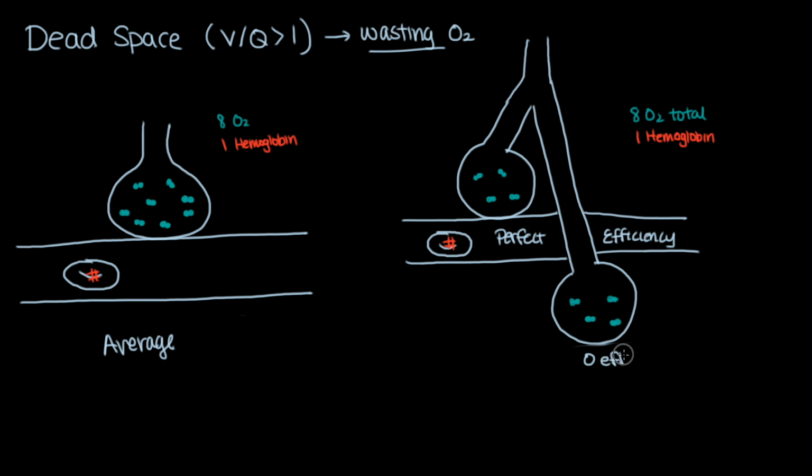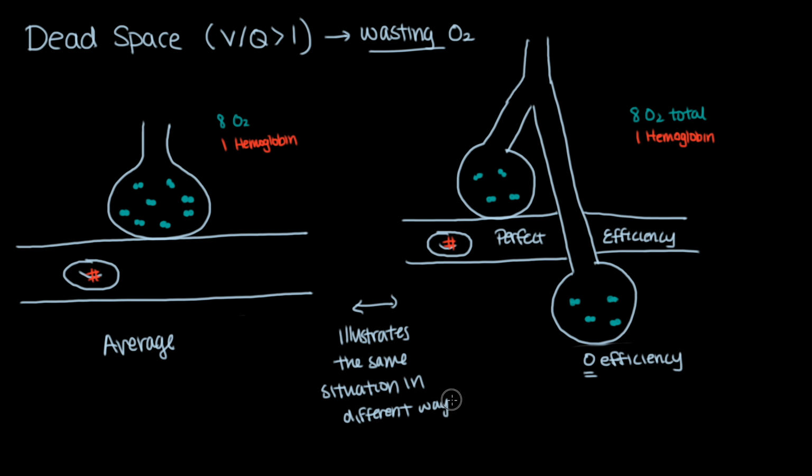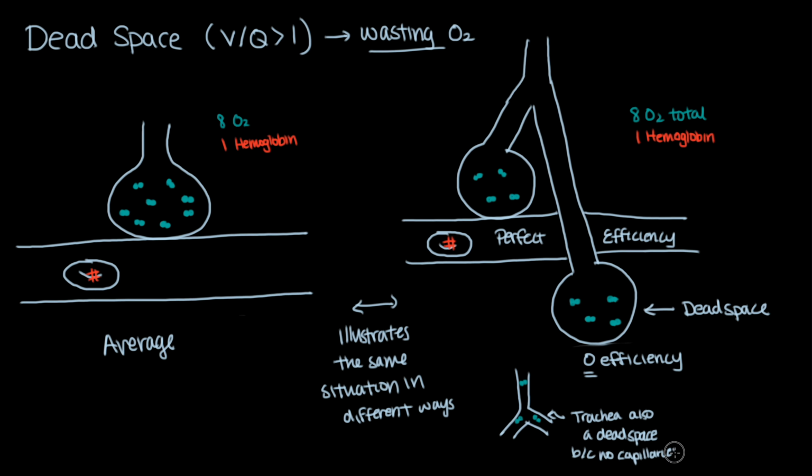When represented like this, where the average represents what's happening overall, the alveolus that represents the inefficiency shows just oxygen hanging around with no access to blood. Thus, it is space that makes no contribution to oxygenation, which we can call a dead space. Just as another example, the air in the trachea is also called dead space because it too has oxygen that makes no contribution to the oxygenation of blood.